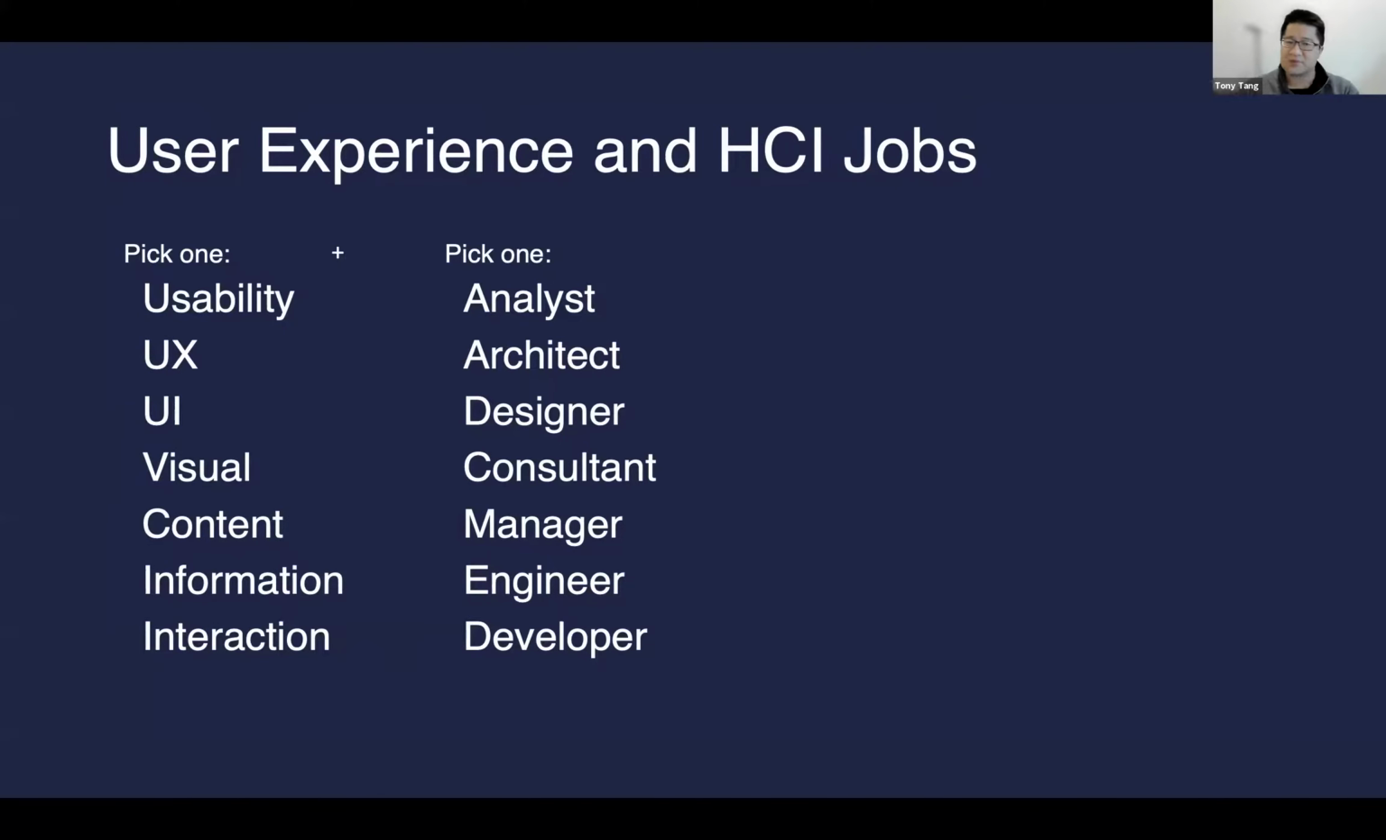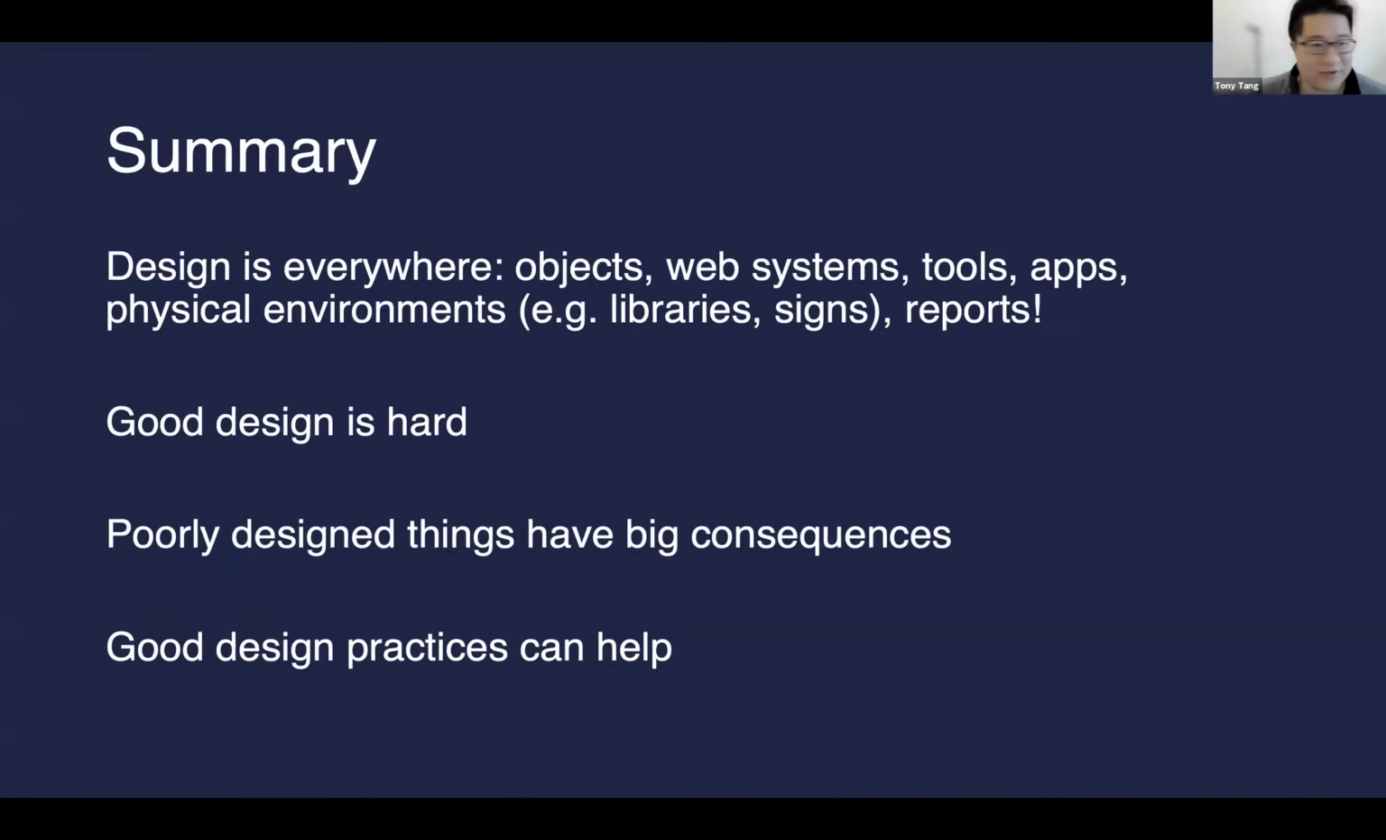There's a bunch of user experience and HCI jobs that you can get out there. And they have all sorts of different names. So the typical joke is you can pick one of these things on the left column here and combine it with something on the right column. And boom, there you have some sort of user experience job, right? So you can be a usability analyst, you could be a usability engineer or developer, you can be an interaction designer or usability interaction engineer.